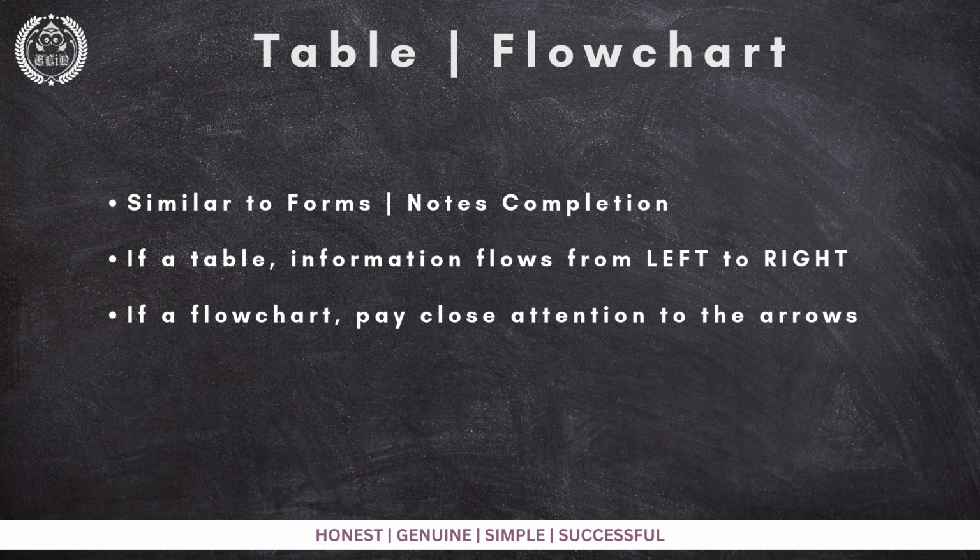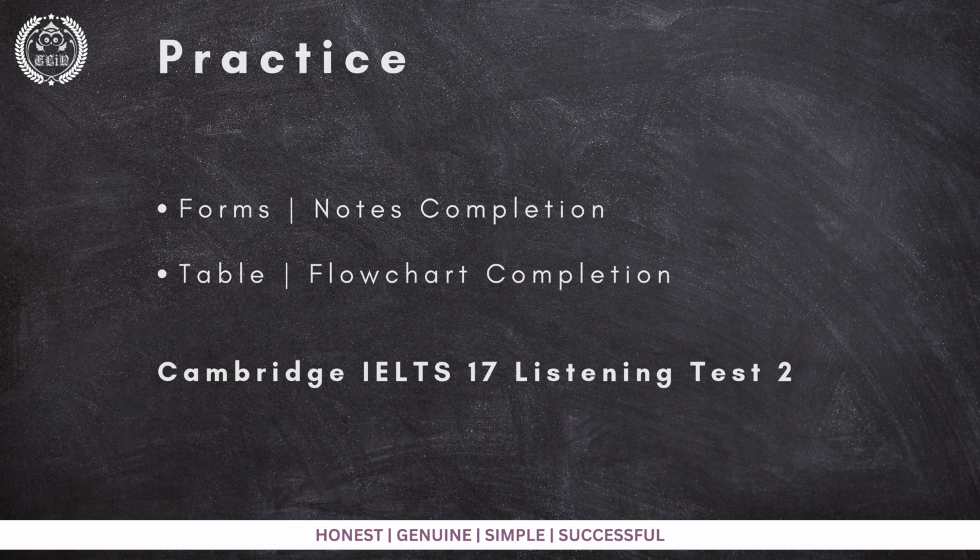The table and flowchart completion tasks are similar to form or note completion, but the information in tables typically flows from left to right, as the structure of the table has a combination of rows and columns. If you are working on a flowchart, pay attention to the arrows, as they indicate the sequence and direction of information. I have included 2 practice questions from Cambridge IELTS 17 Test 2 for you to try.